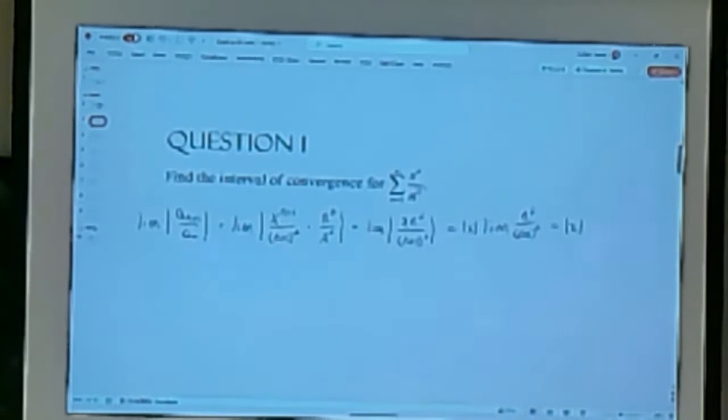We looked at it Monday. Oh, the ratio test. When does it converge according to the ratio test? When the limit's less than 1. So if this power series converges, we want that limit to be less than 1. So the absolute value of x needs to be less than 1 to converge.